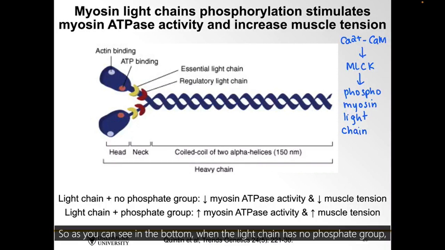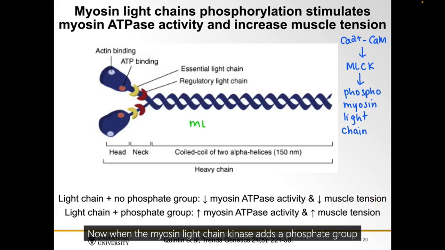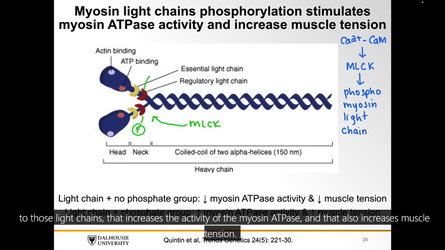As you can see at the bottom, when the light chain has no phosphate group, the myosin ATPase activity in the head is slow and muscle tension is also low. Now, when the myosin light chain kinase adds a phosphate group to those light chains, that increases the activity of the myosin ATPase, and that also increases muscle tension.